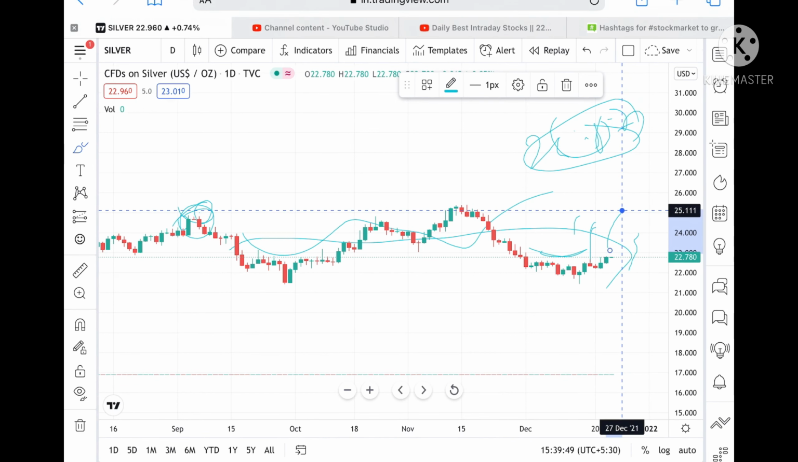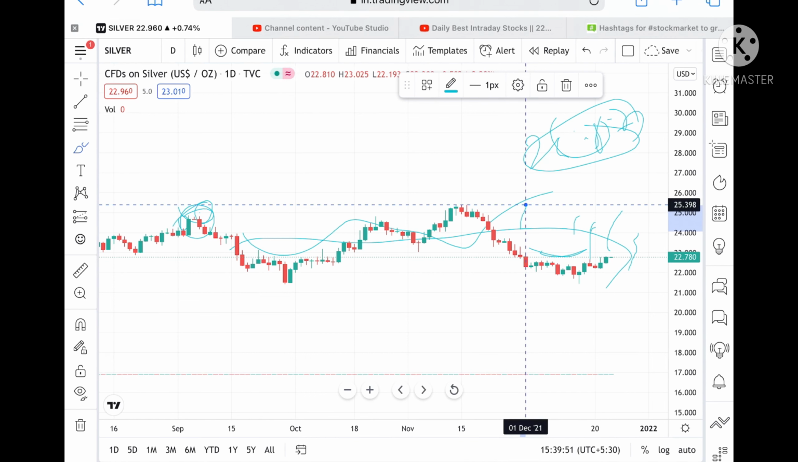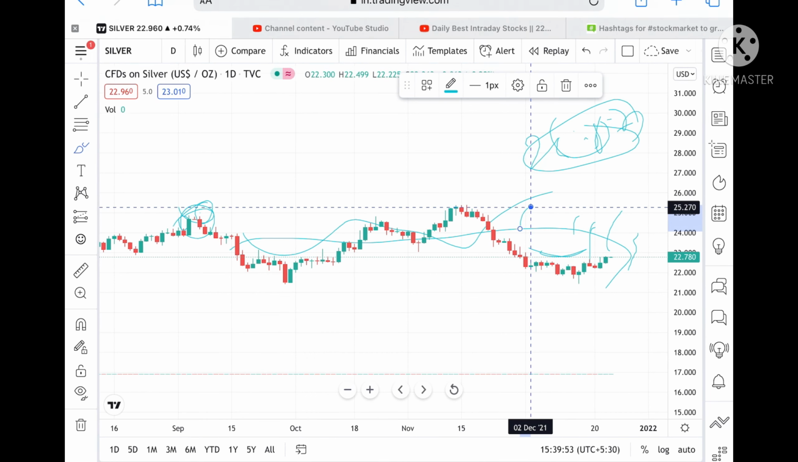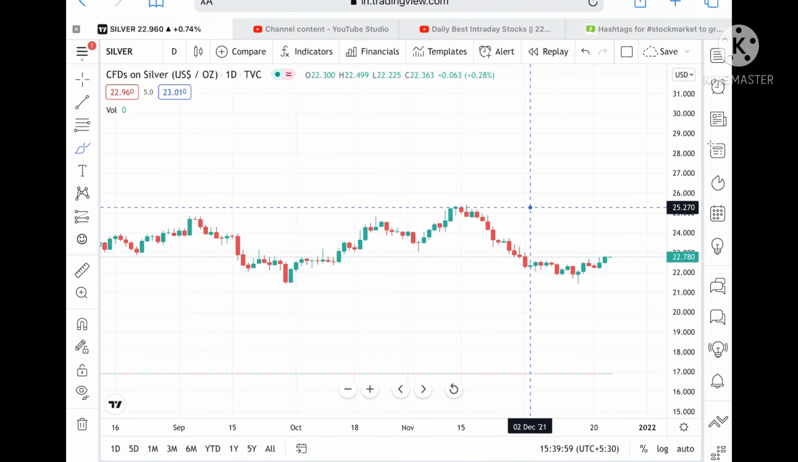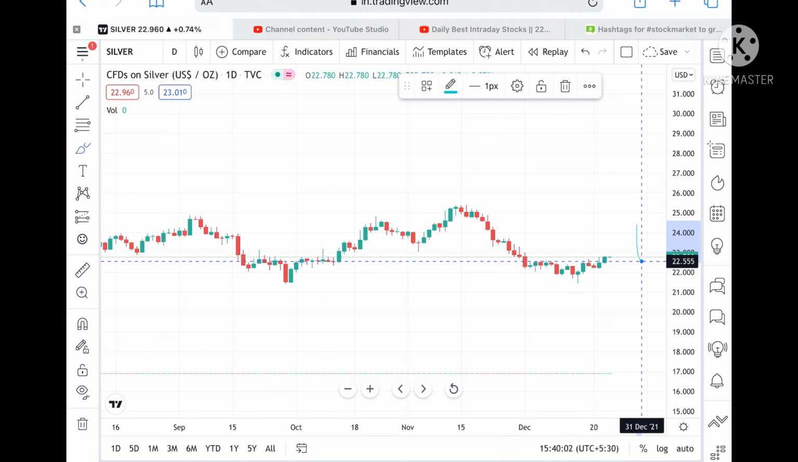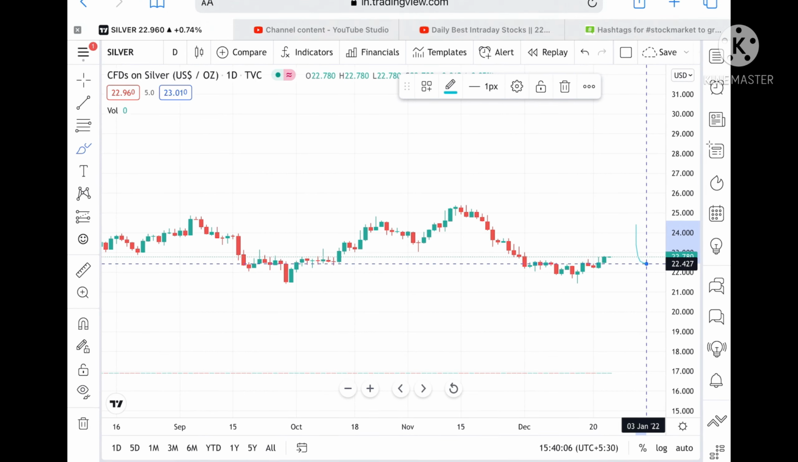25.143. If the price sustains above this level, then it can go further upside to a level of 25.270, and if it crosses this, we can see further upside. But suppose the price doesn't sustain this level, it can go further low to a level of 22.555, and from there it can touch a level of 22.427.